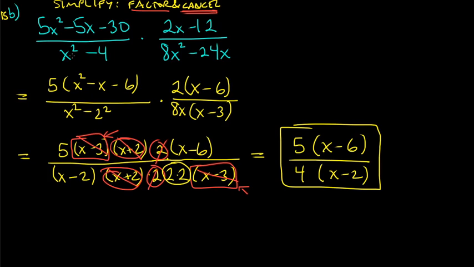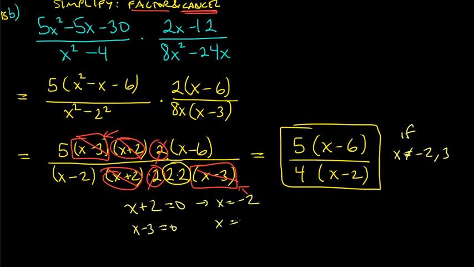And you'll notice in the answer key that I also wrote down if x is not equal to negative 2 or 3. I'm not usually particular about that. Why did I write that down? Because we canceled the factor of x plus 2 and the factor of x minus 3. They were both in the denominator. These were our restricted values, the negative 2 and the 3. So these will only be equal as long as x is not negative 2 or 3.